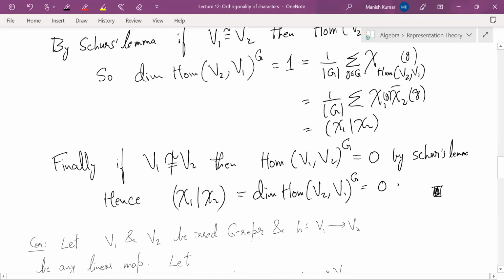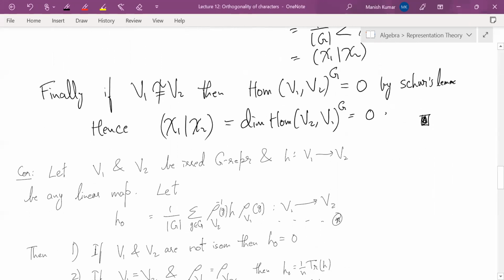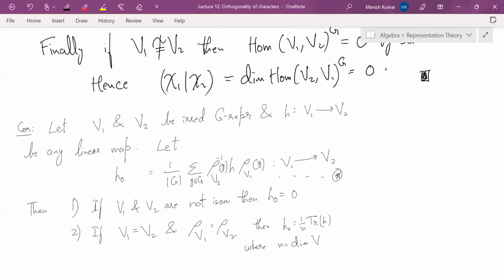Okay, if there are no questions, let me proceed. I'll give you another proof, which is Serre's proof, which is somewhat more computational, but it uses the corollary which we proved last time. So I'll recall this corollary. You guys still with me? Okay.